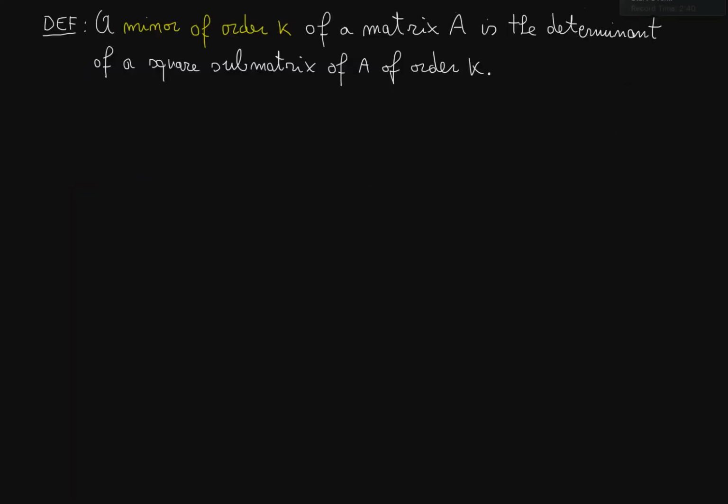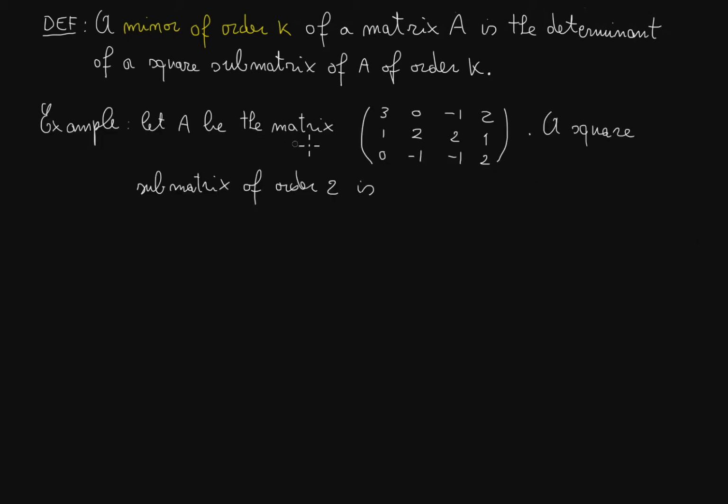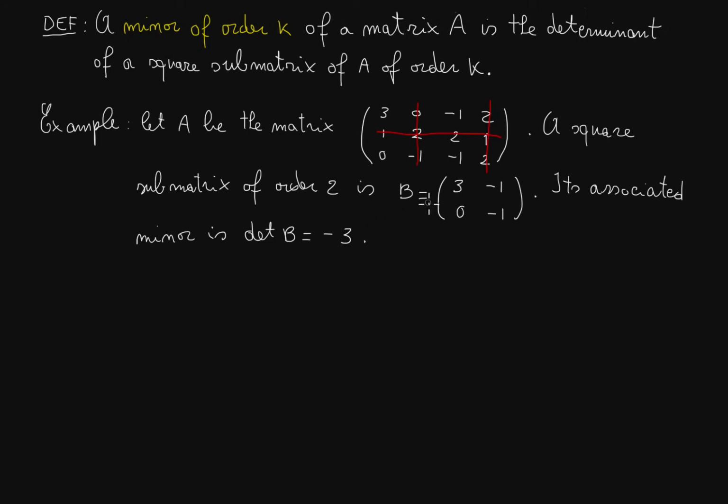Let's see an example of a minor of order k. Consider the matrix written here. A square submatrix of order 2 can be taken to be the following: B, a 2 by 2 matrix, of course, because we are talking about a submatrix of order 2, whose determinant is a minor of order 2. It is 3, negative 1, 0, negative 1.